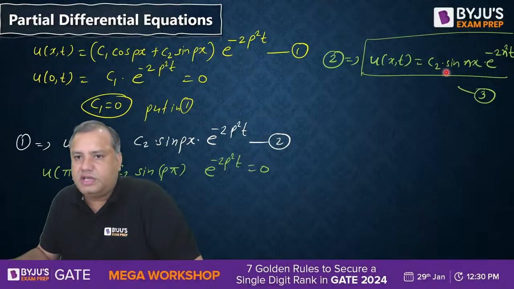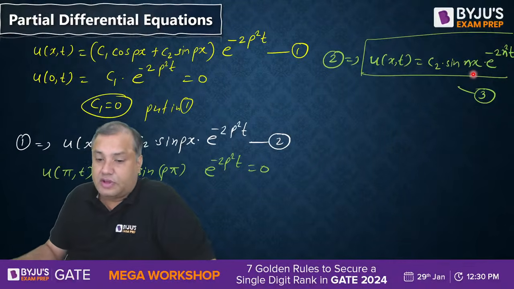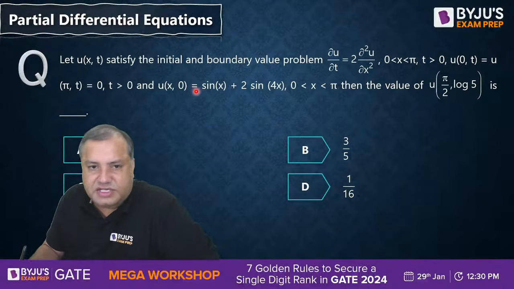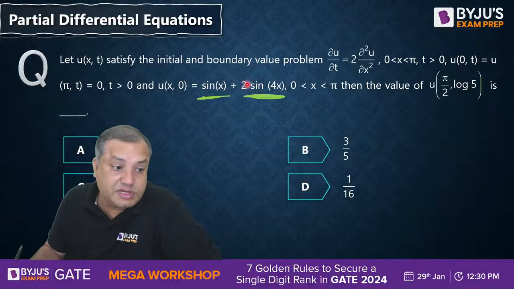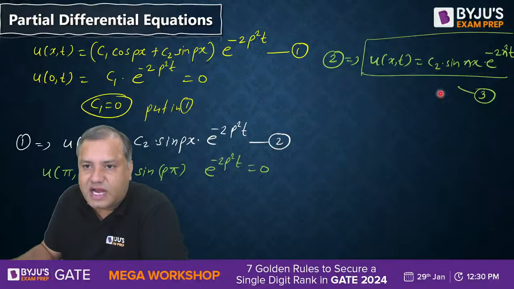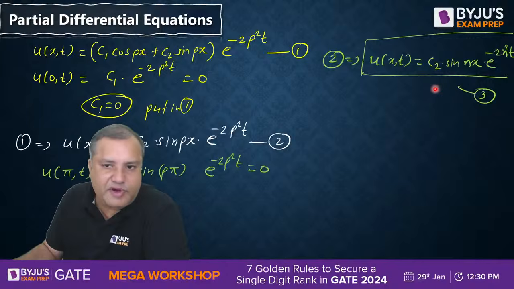U of x comma t equals c2 sin nx into e raised to the power minus 2 n square t. Now just observe the initial conditions. These initial conditions with respect to time t is having two terms. It means this right hand side will be having two terms. So this equation 3 I am rewriting.